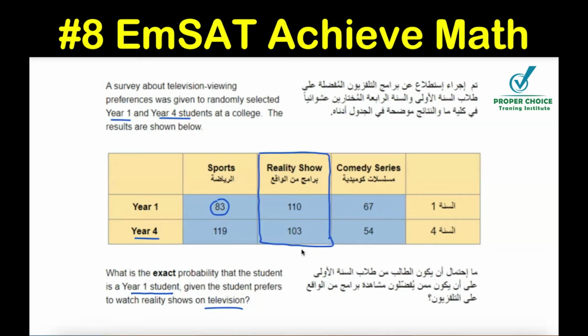Probability is basically the possible outcome divided by the total. In total, how many people have watched reality shows? 110 plus 103 gives us 213. So the probability of a year 1 student becomes 110 divided by 213.